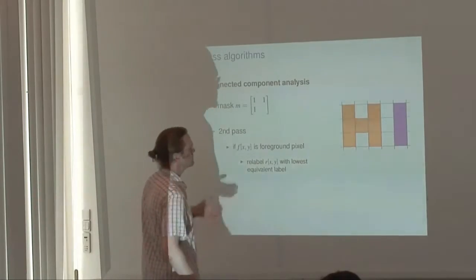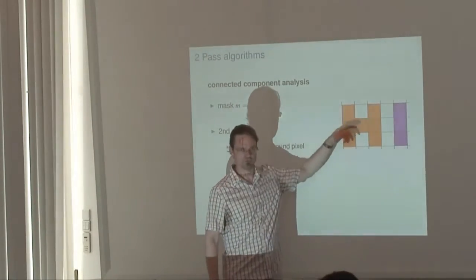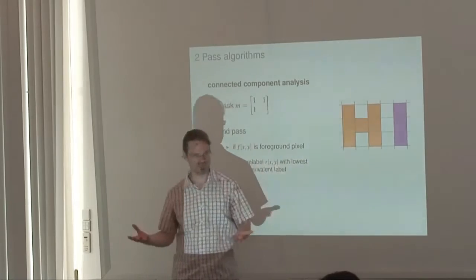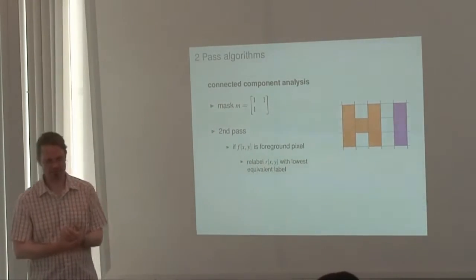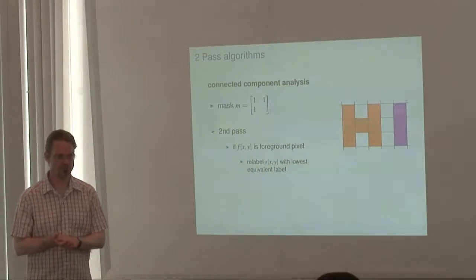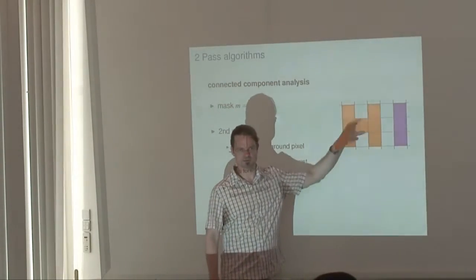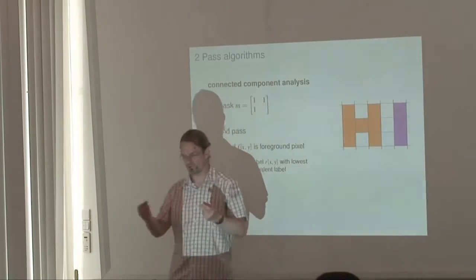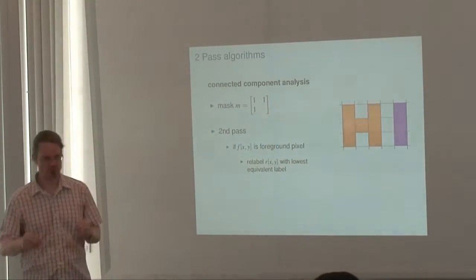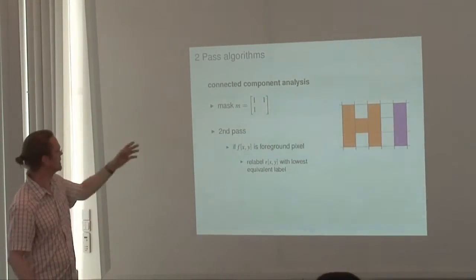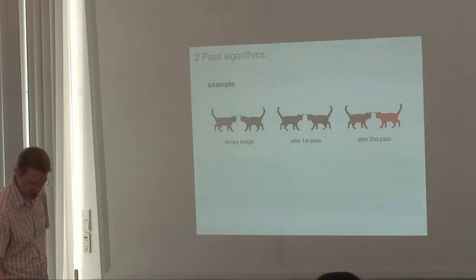Because now every pixel in here has a label of 1, and every pixel in here has a label of 3. And that is something that the computer can distinguish. Even though the features in the original image are exactly the same for these pixels, now we know that there are two disjoint regions. That was connected component analysis.